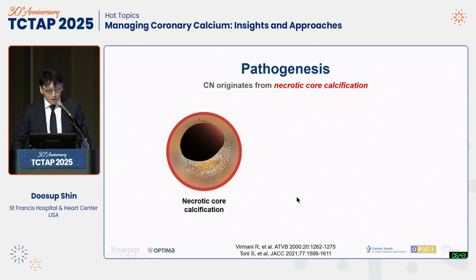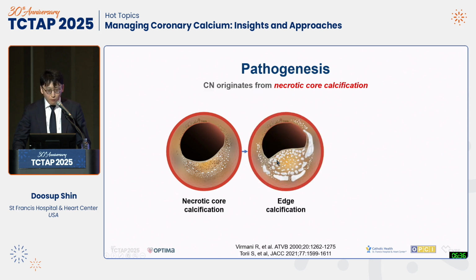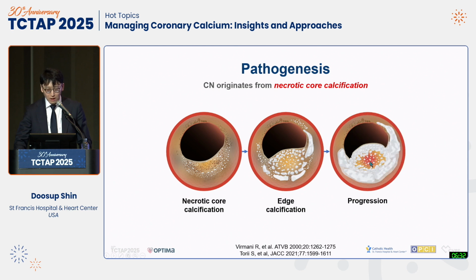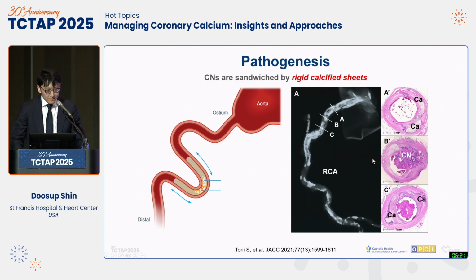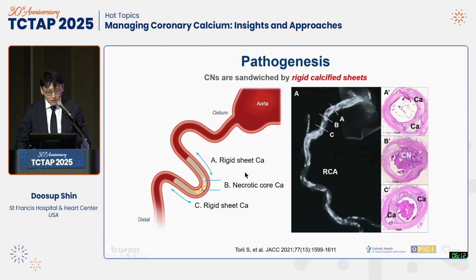From a pathogenesis perspective, CN originates from the necrotic core calcification, which does not have collagen. It initially forms calcium in the outer surface of the lesion, and that protrudes into the inside, replacing the necrotic core with calcification. So even if it's a calcified nodule, when you see inside it, there's a heterogeneous material. Another important thing is that the necrotic core calcification, which forms the calcified nodule, is flanked or sandwiched by rigid calcific sheets that have a lot of collagen inside.